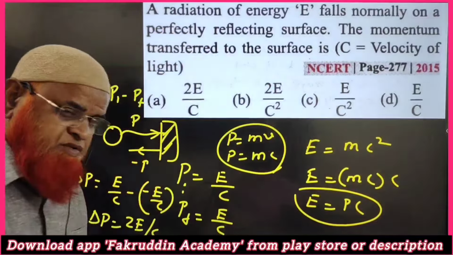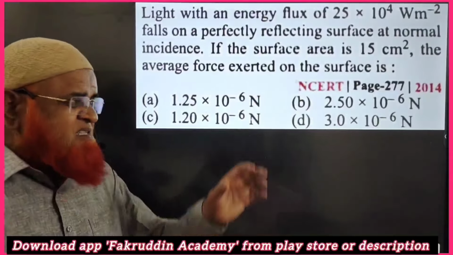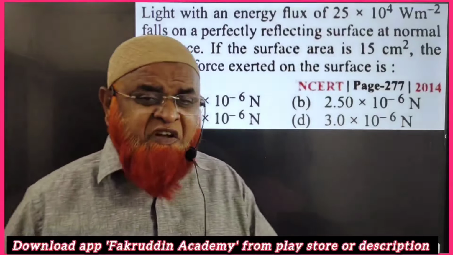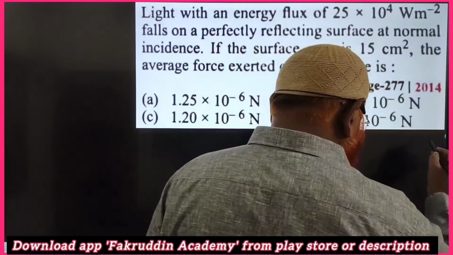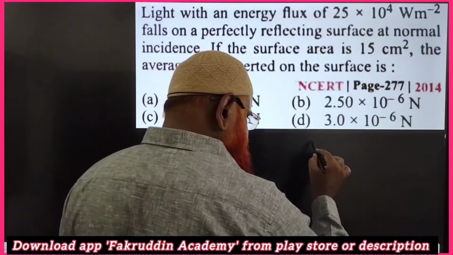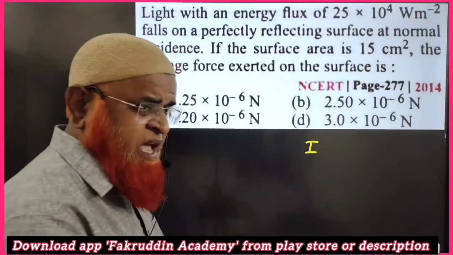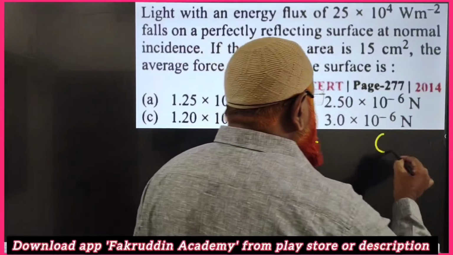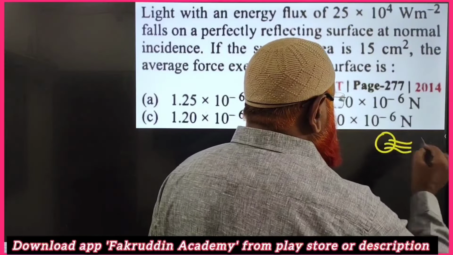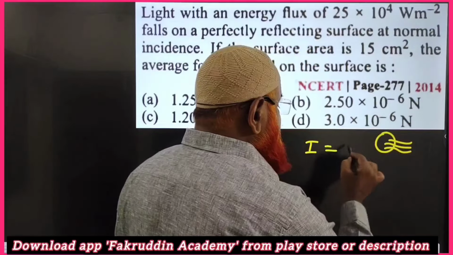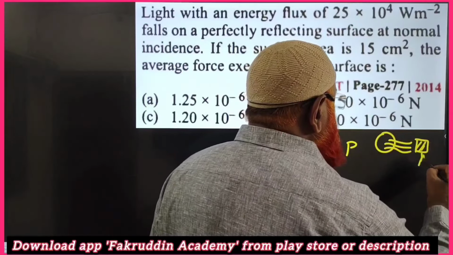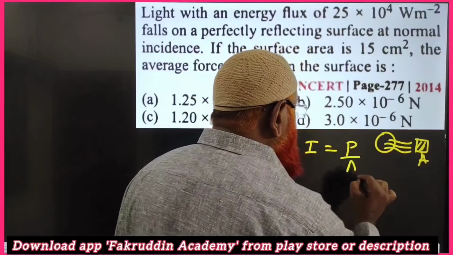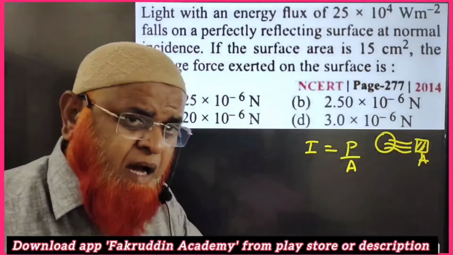Okay, thank you very much. My dear students, this is a problem of electromagnetic waves. Let us take intensity. Intensity of light coming from the sun is nothing but power passing per unit area. Okay, power passing per unit area.